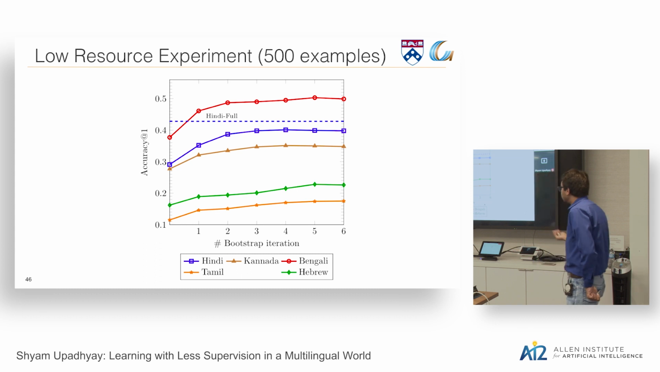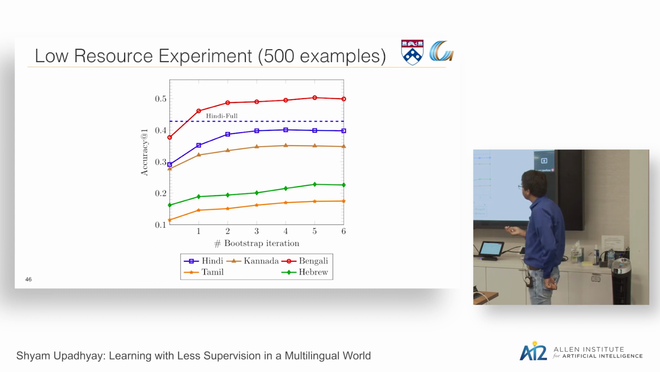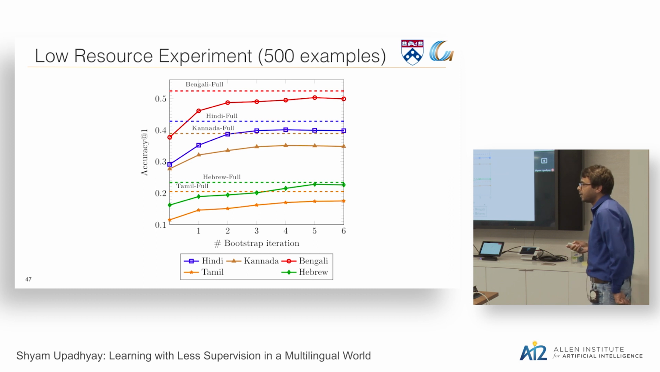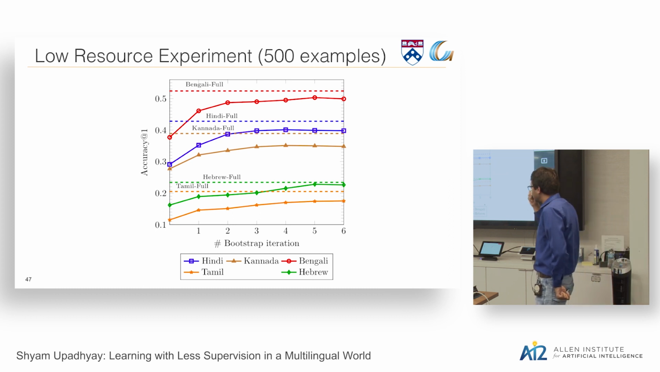And when you plot the same curve for other languages, you find that there's a similar trend. You get pretty close to the performance of the full supervised model in almost all cases, except for Kannada, in which I think the gap is around 3 to 5 points. But nevertheless, this shows that bootstrapping really helps in improving your model.